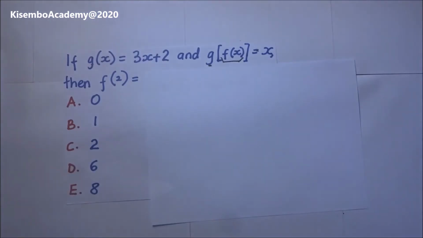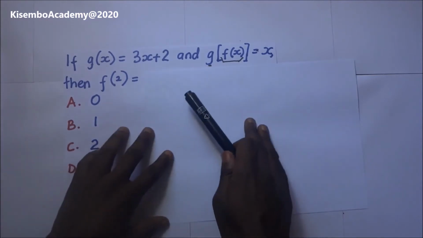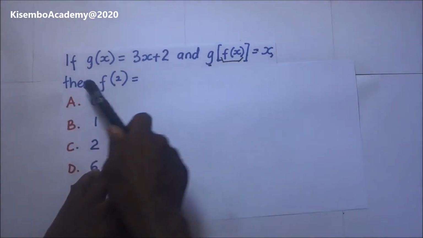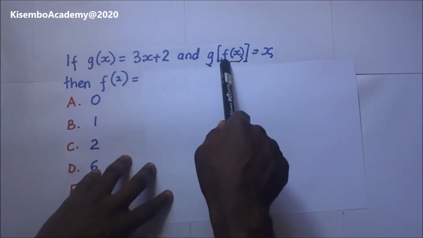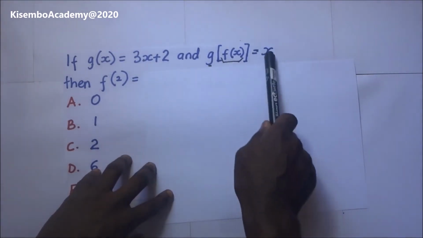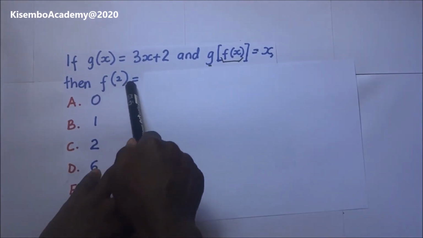So we're having this question that looks related to question number 3, the one we had done just a while back. It's telling us that if g of x is giving us 3x plus 2 and g of f of x is giving us x, then find f of 2.